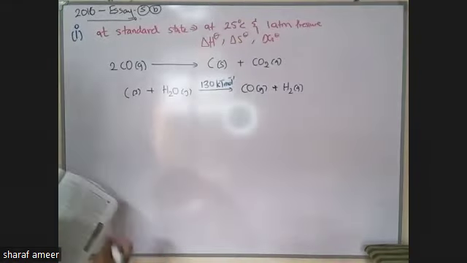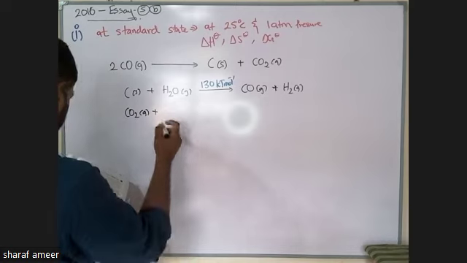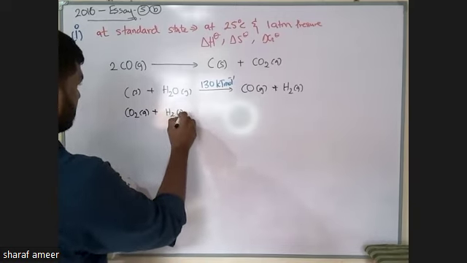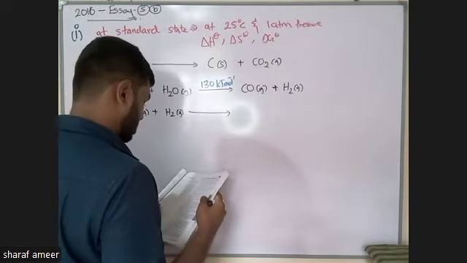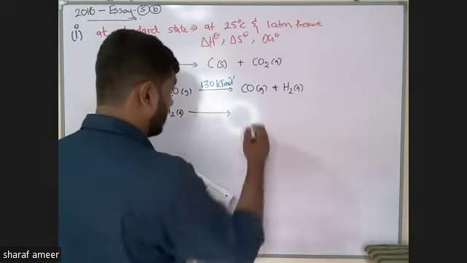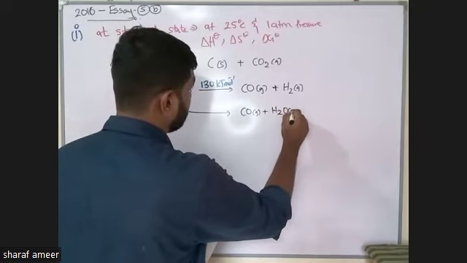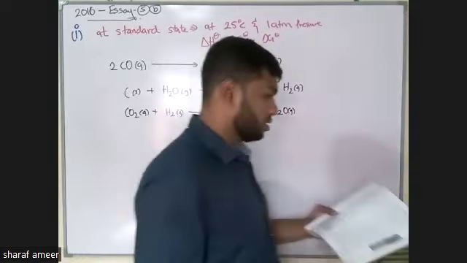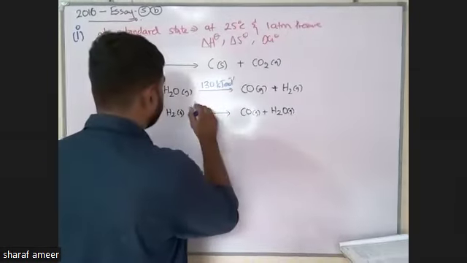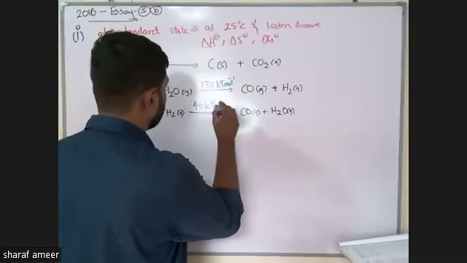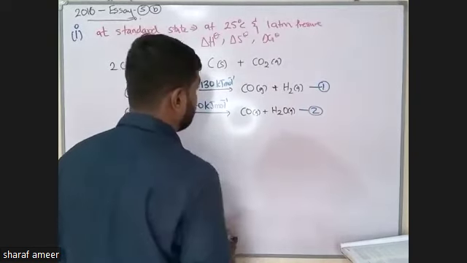For the second one, we have carbon dioxide gas reacting with H2 gas to give carbon monoxide gas with H2O gas here. So this one's enthalpy is 40 kilojoule per mole. So let this one be the first equation, and the second equation here. Let these steps be there.